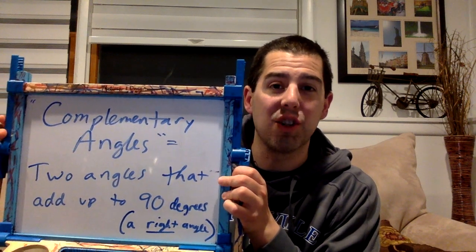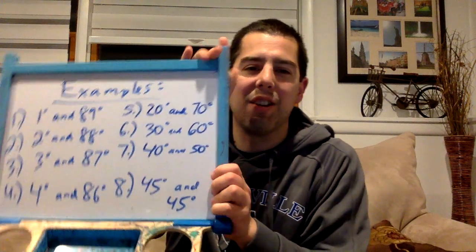Complementary angles are two angles that add up to 90 degrees. So they make a 90-degree right angle. Let me give you some examples of complementary angles.